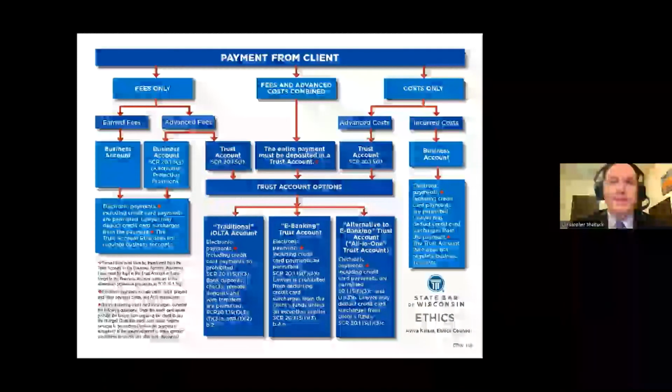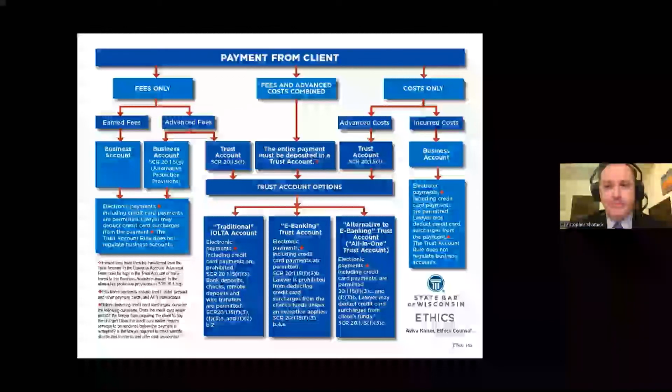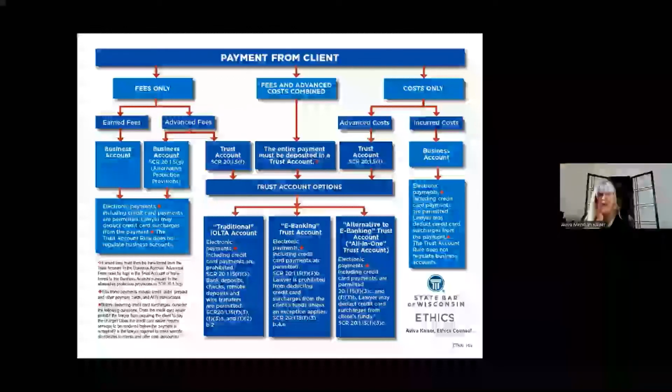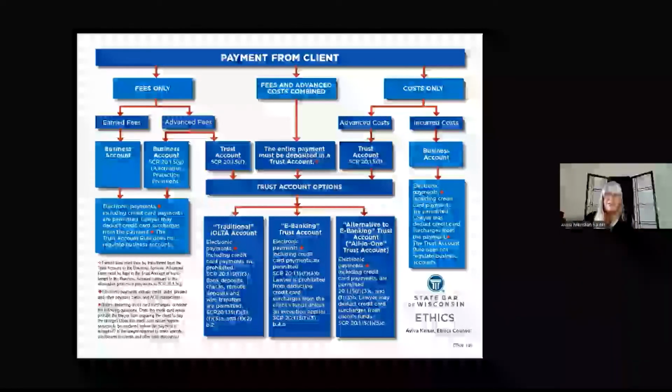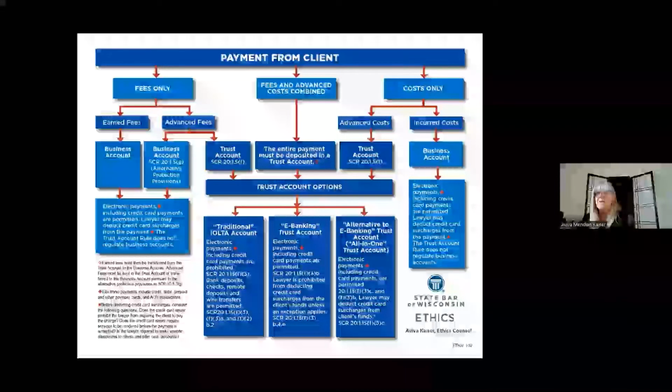Now that we have run through the business account option, could you walk us through and explain the rest of the flow chart? Certainly, Chris. As we saw with the business account, payments can be made into the account either by check or by electronic transaction. The trust account rule does not govern the business account. However, payments that must be made into the trust account are governed by that rule, and depending on the form of the payment, whether it's check or electronic transaction, that will determine which trust account it must be deposited into.